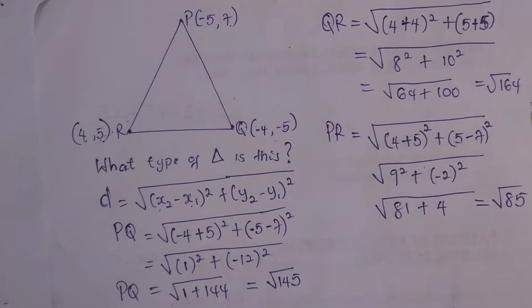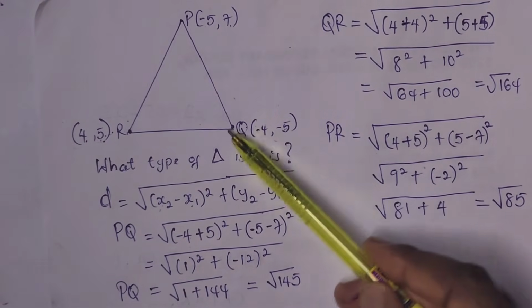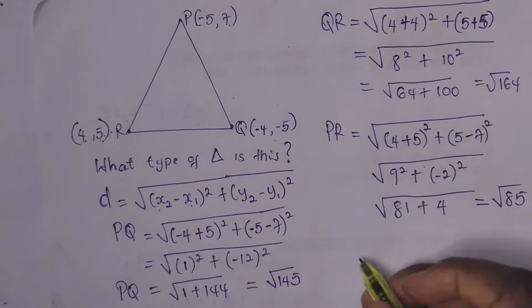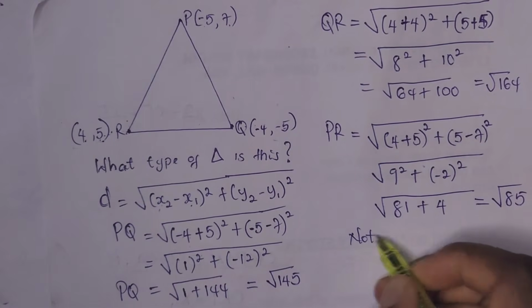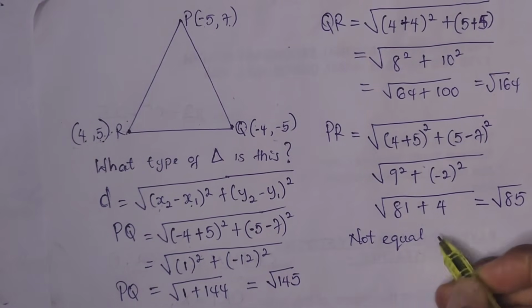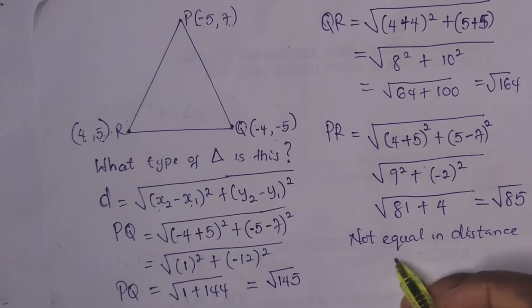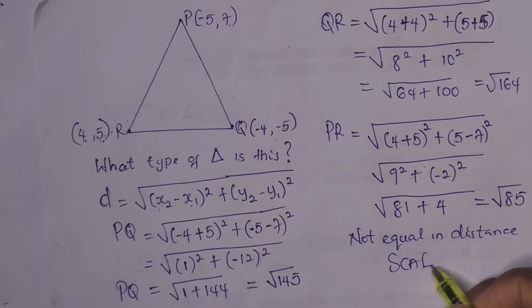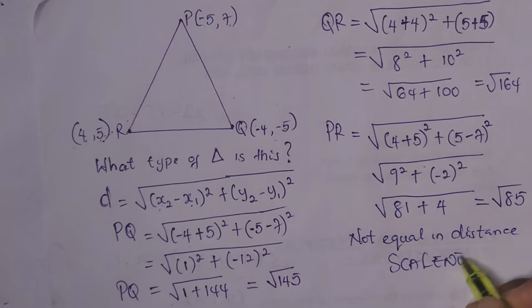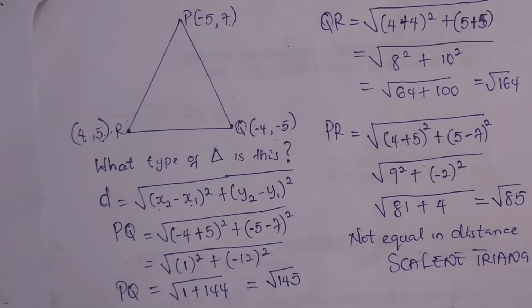Now, looking at the distances, we have root 145, we have root 164, and we have root 85. That means they are not equal in distance. So we conclude that this is a scalene triangle.